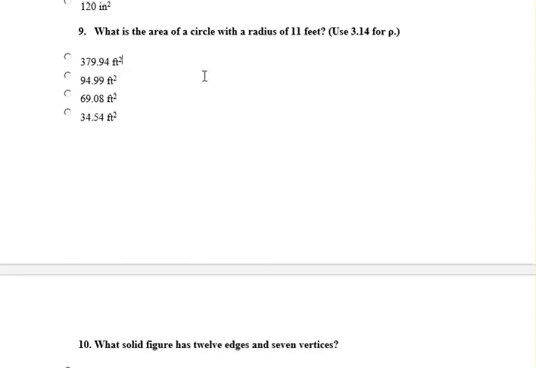Area. Whoops, my pen stops working every time I do that. Area of a circle equals pi r squared. And they tell me here to use 3.14 for pi, so the area will equal 3.14 times 11, the radius, squared.